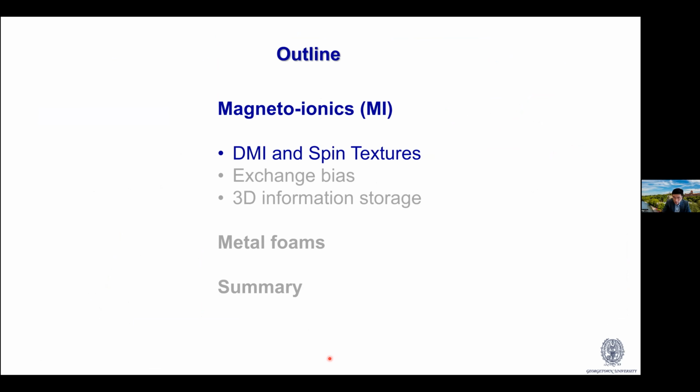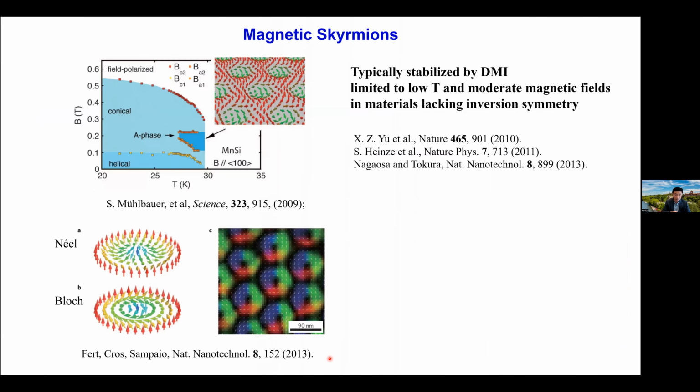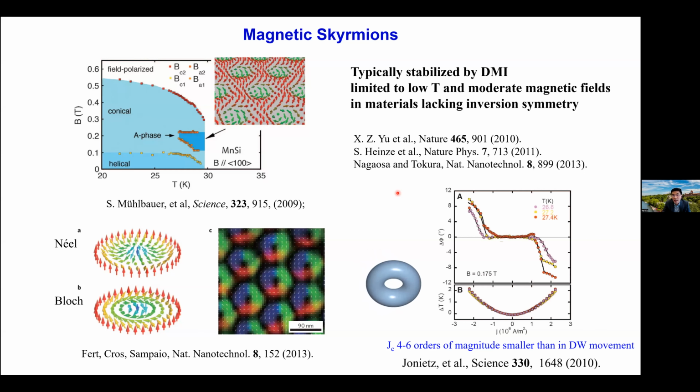So in today's talk, I will mostly focus on DMI and spin texture. As Bob already indicated, there has been tremendous interest in topological spin textures, such as magnetic skyrmions. And this is on the heels of last week's beautiful talk by Professor Kane on topology in momentum space. Here we're talking about topology in real space. Because of the topological protection, magnetic skyrmions have been envisioned as a very energy efficient information carrier.